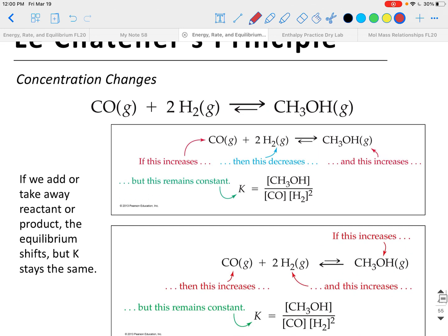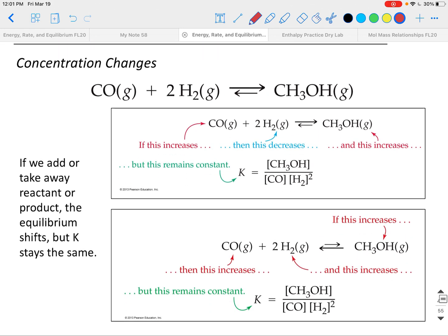Okay? So number one, changes in concentration. We kind of already looked at this, but let's look at it again. I'm going to read this statement on the left. If we add or take away reactant or product, the equilibrium shifts, but K stays the same. Remember, K never changes. So we have this reaction right here: carbon monoxide gas plus hydrogen gas gives you methanol, CH3OH, and it's a gas as well.